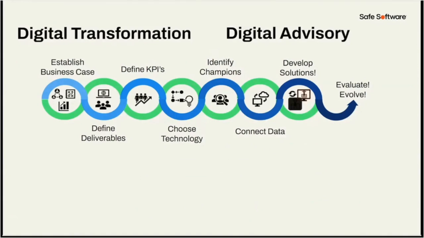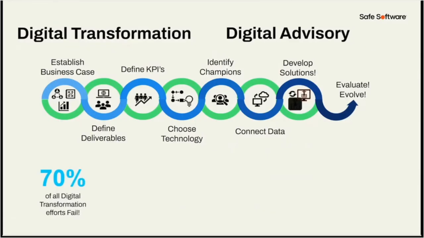A lot of people fail on this part. Now, moving on from the technology, you can identify the champions that are going to take the technology to the next level. You connect your data sets and develop the solutions. And then we go to a point of elevating the solution. So why is this important? Well, simply put, 70% of organizations that want to shortcut this process fail.